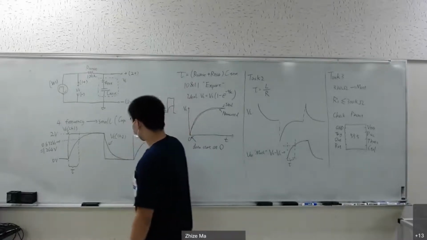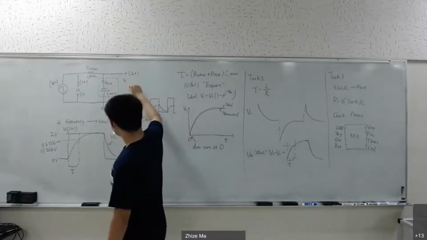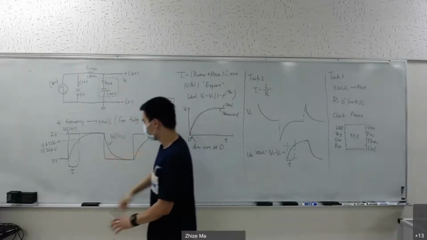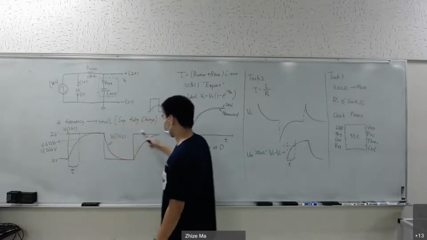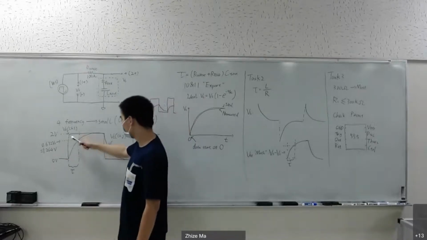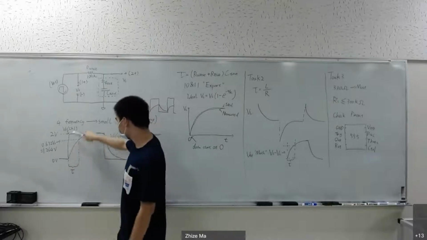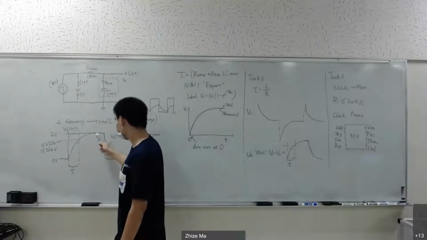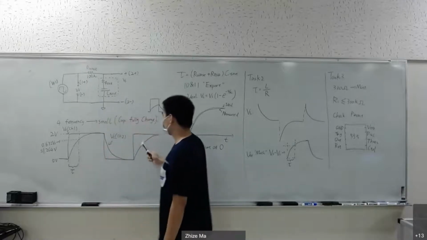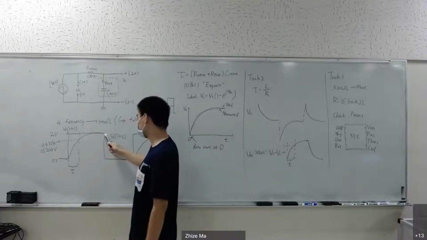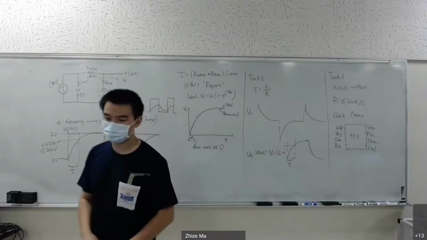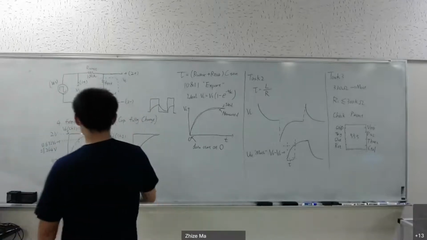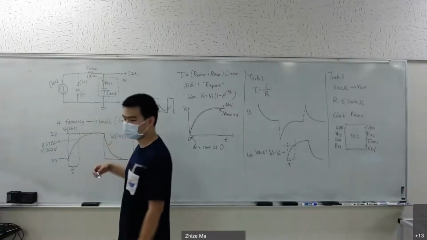After you measure the voltage, you will see a plot something like this. This square wave is your input, for example measured with channel 1. And this curve here is the output, the voltage across the capacitor. That's the step response. You are going to use this curve to calculate the capacitance.